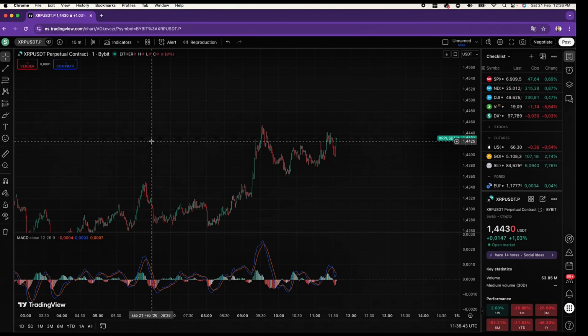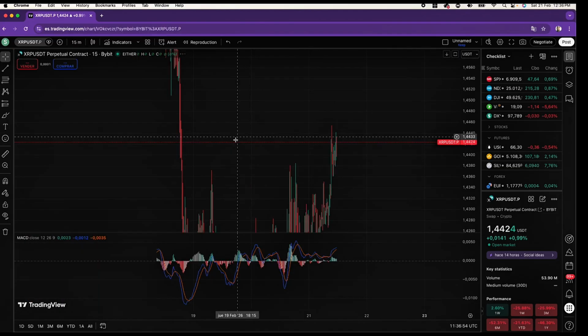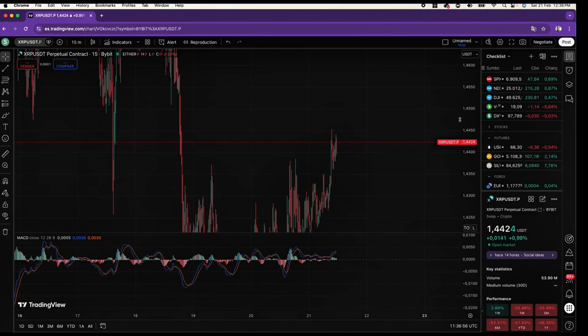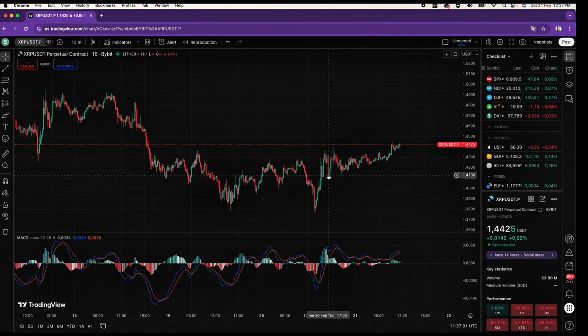On a 5 minute time frame, it's literally good for intraday trading, 5 minutes to 15 minutes. Let's switch to 15 minutes and 5 minutes. Let's go to 15 minutes. What 15 minutes does is give you a very good chart. It gives you a clearer chart compared to the 1 minute.